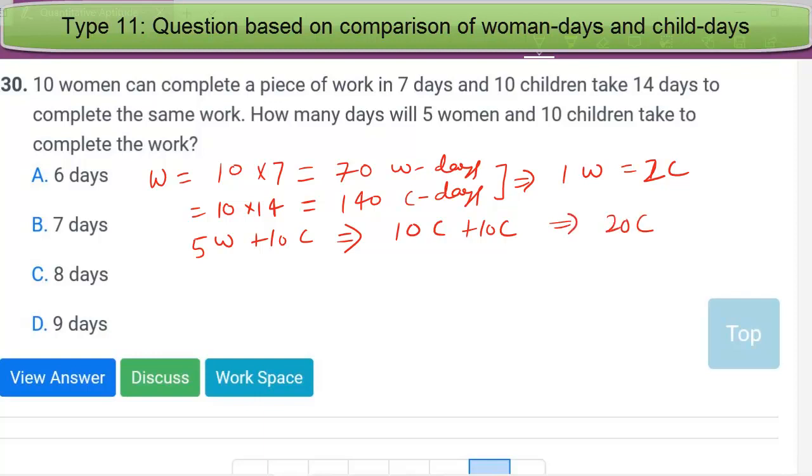So now the total work in terms of child days is equal to 140, and for this you have the equivalent of 20 children multiplied by, say, D, the number of days. So D will be equal to 140 by 20, that is 7. So 7 days is the answer. Option B is correct. So here we have explained different types of questions in time and work. I hope this helps.